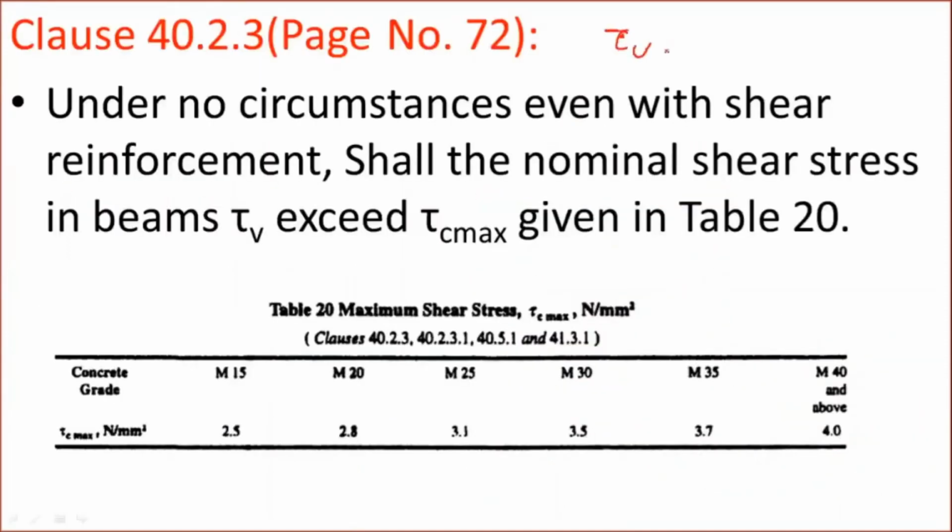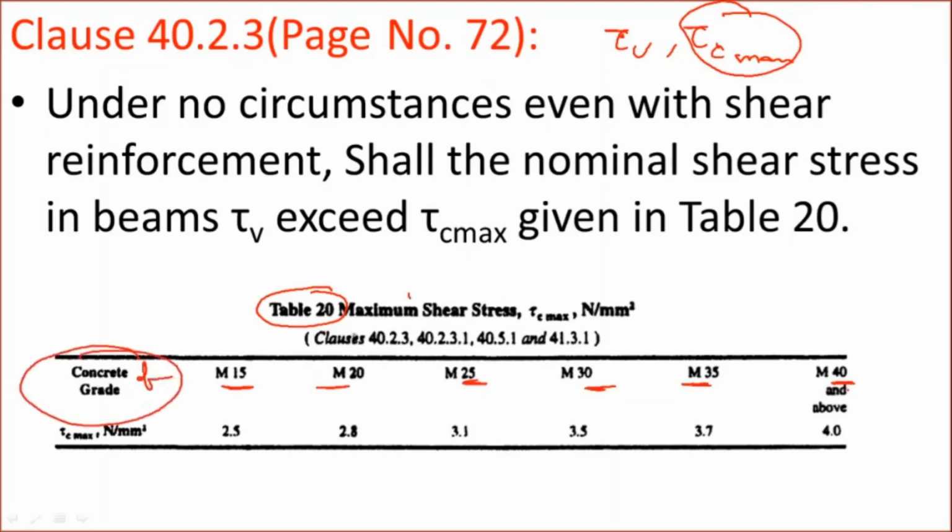Okay, next clause is comparing the tau v and tau c max values. So basically this tau c max value is taken from table number 20 and it is constant for a given grade of concrete. So remember that tau c max value depends only on the grade of concrete. Then whatever the tau v value is, already we know how to calculate that using the formula of Vu by bd, or else using the formula of Vu plus Mu by d into tan beta divided by bd. So using those formulas you can calculate the tau v value.